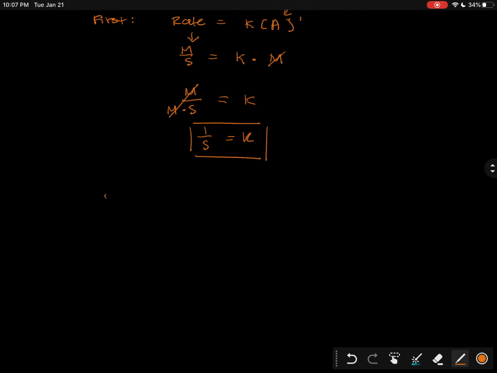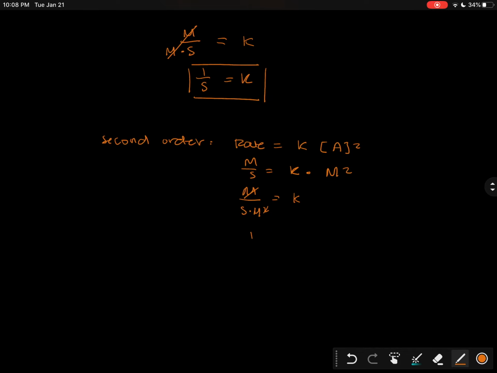So let's move on. We'll get second order. Rate equals k times A squared. Molarity per second equals k times molarity squared. We'll get k equals M divided by S times M squared. Those two will cancel out, and then we're just left with 1 over M times S equals k for a second order reaction.